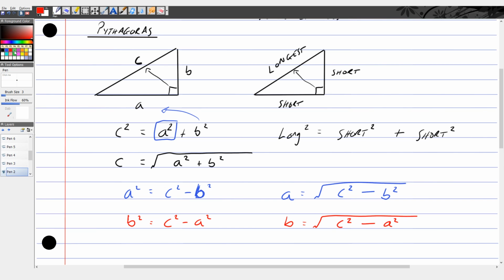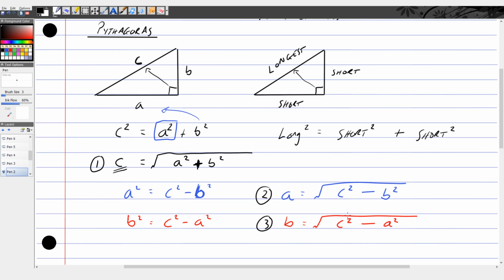So the three equations to really remember is this one here to find the hypotenuse, this one here to find one short side, and this one here to find the other short side. That's all you need to do. And because the hypotenuse is the longest one, when we're finding the hypotenuse, C, we use addition, because addition gives us something that's bigger, doesn't it? But if we're finding a shorter side compared to a longer one, we're going to have a subtraction.